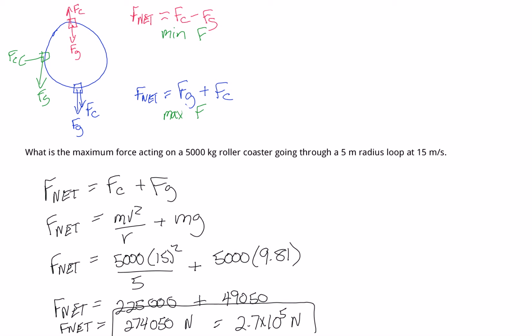So at the bottom, that's where our maximum force is going to be acting on the roller coaster. The track in this case would have to withstand 275,000 newtons of force, roughly, to be able to hold the roller coaster up. Now let's do the next one.